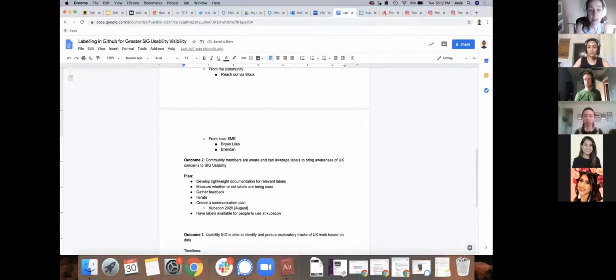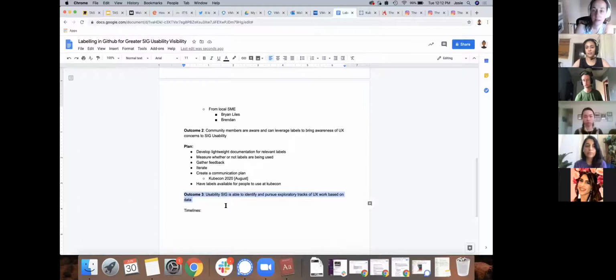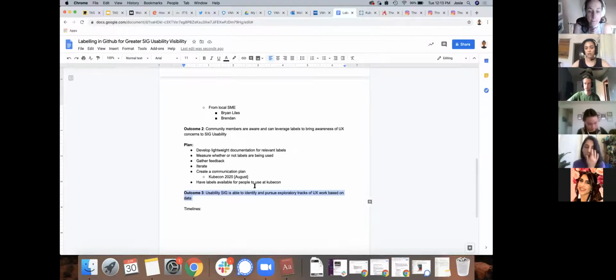Okay, cool. And then part 3 is that as a SIG, we're able to identify and pursue exploratory tracks of UX work based on this data. Yeah, obviously we'll iterate when we get there. But this is the plan. Outcome 1, hoping to make some headway before the next meeting, and then outcome 2 by KubeCon.